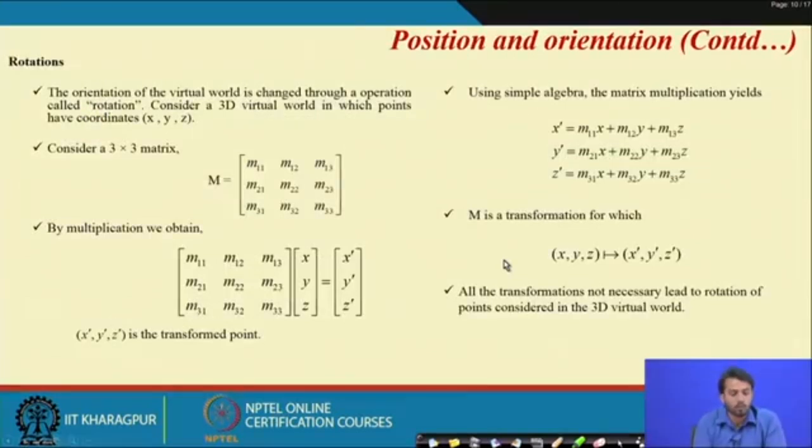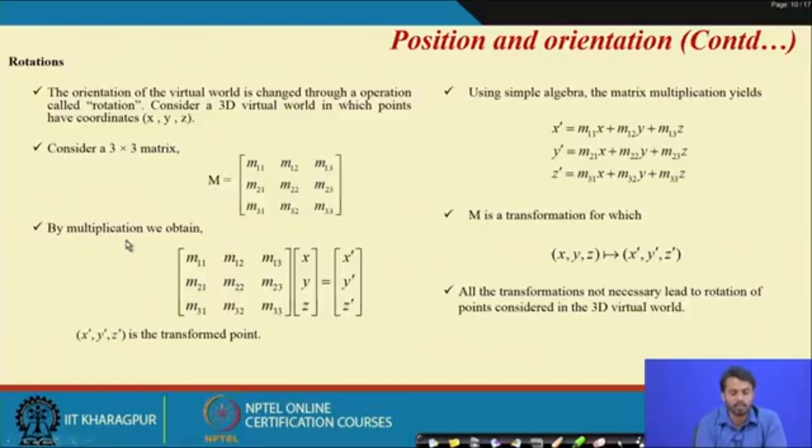Next, we will go for rotation. We first saw the translation and the relativity, then we will go for the rotation property. The orientation of the virtual world is changed through an operation called rotation. So, consider a 3D virtual world in which the coordinates are x, y, z. Consider a 3×3 matrix, that is a transformation matrix M, in which the different coefficients are mentioned.